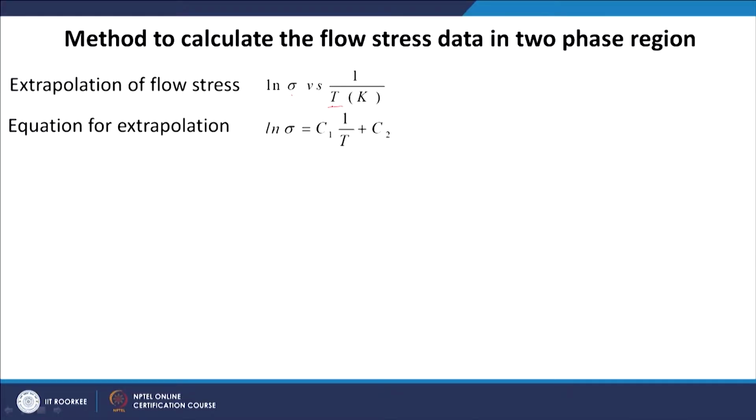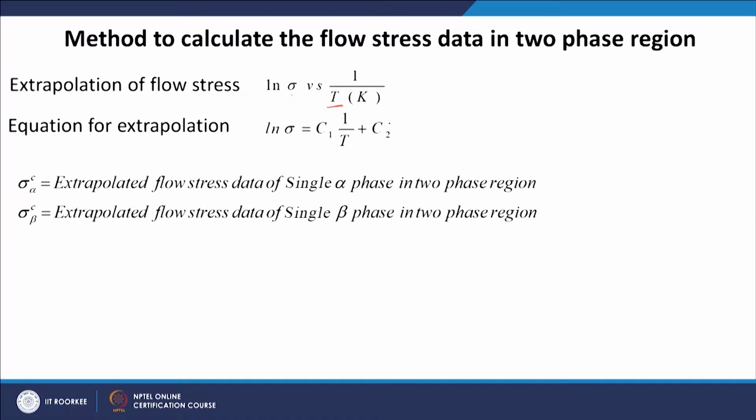Already we know that sigma relates with temperature in an exponential way, that is why we have taken the logarithm here, and I can turn that into a straight line equation. So, I can find out these constants. From there I can do an extrapolation that as I increase the temperature, what will be the value of sigma alpha, for example.